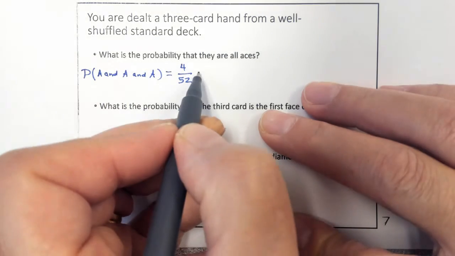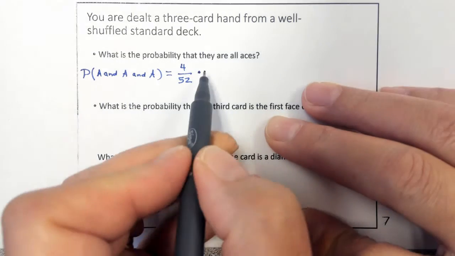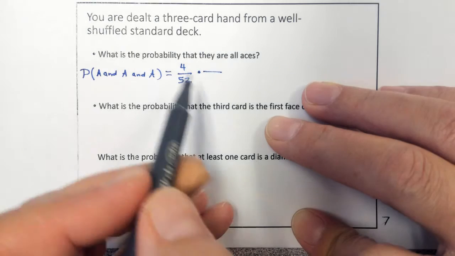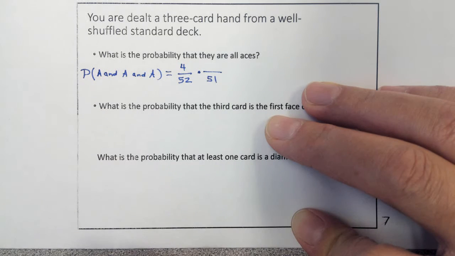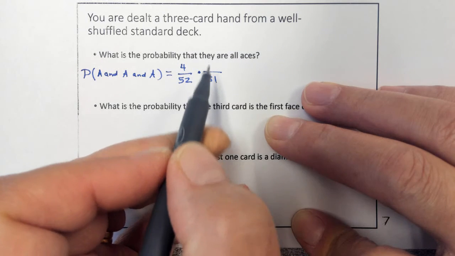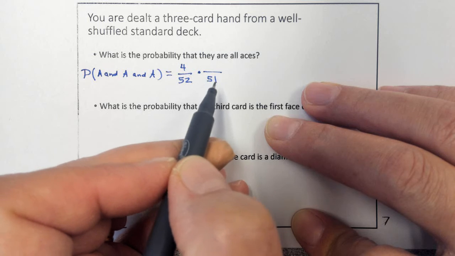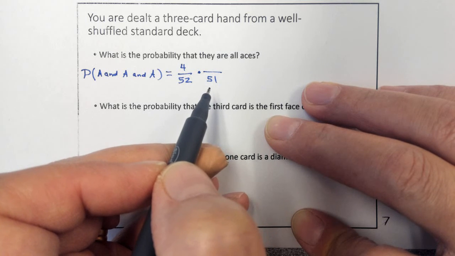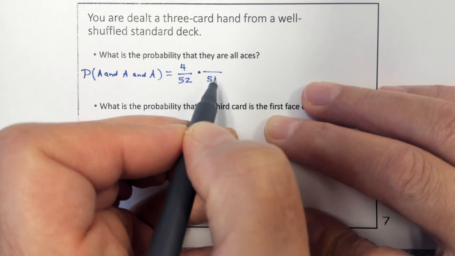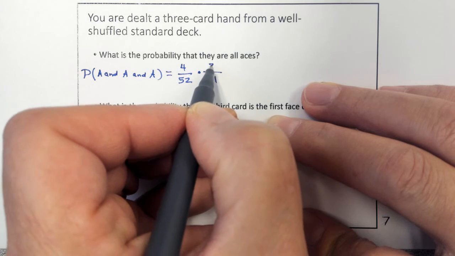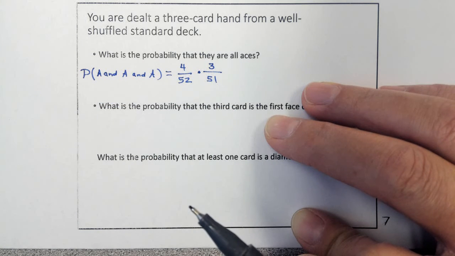AND means to multiply, so we're going to multiply by what's the probability of the second ace. Well, we didn't put the first card back in. That means we now have 51 possible outcomes. Only 51 cards are left in the deck. Of those 51 cards, how many of them are aces? So we technically are doing a conditional probability here because now we're only looking at the 51 remaining cards. The probability of drawing an ace has changed. Of those 51 cards, since you already have one ace in your hand, there are only 3 cards left in the deck that are aces. So the probability of the second card being an ace is 3 out of 51.